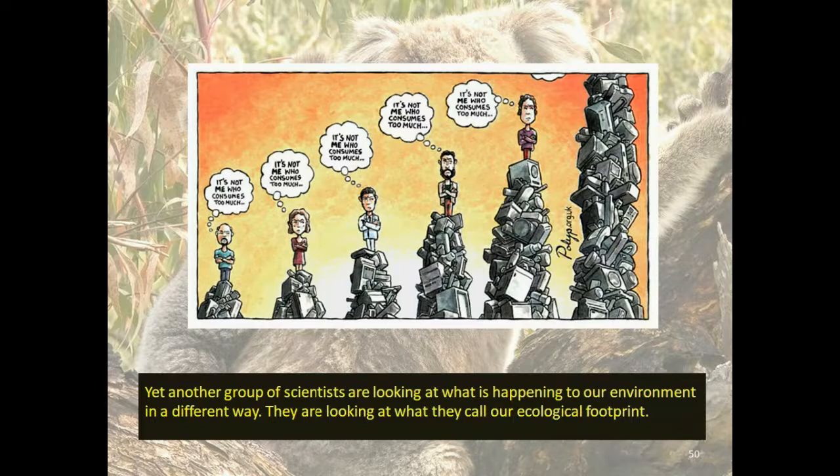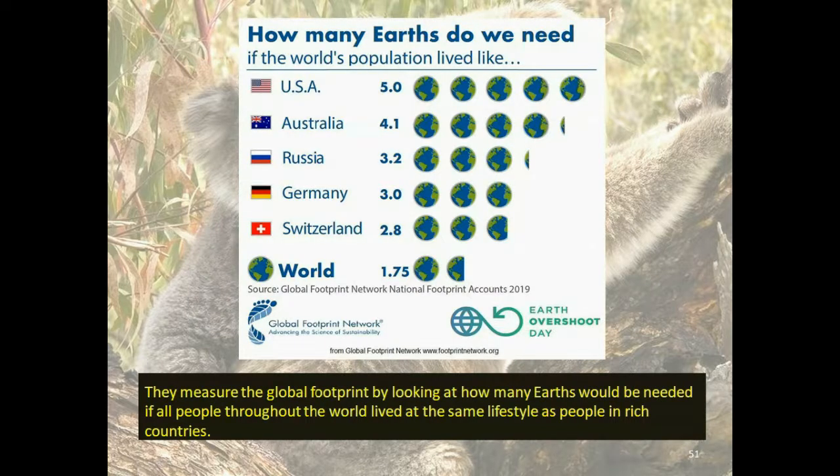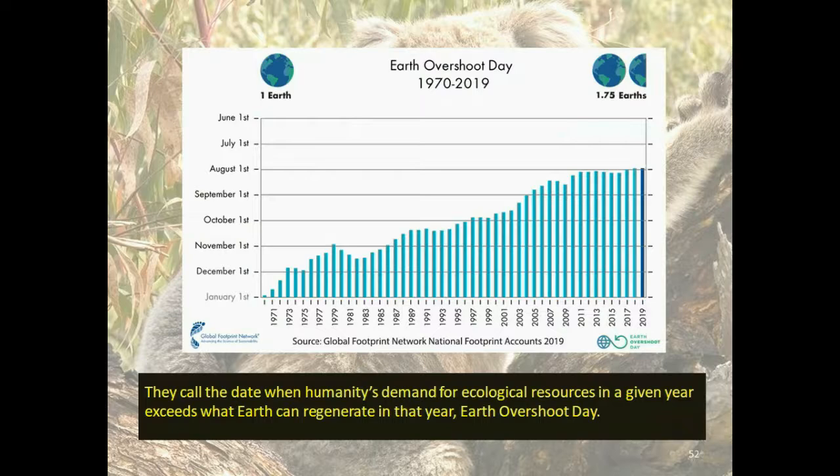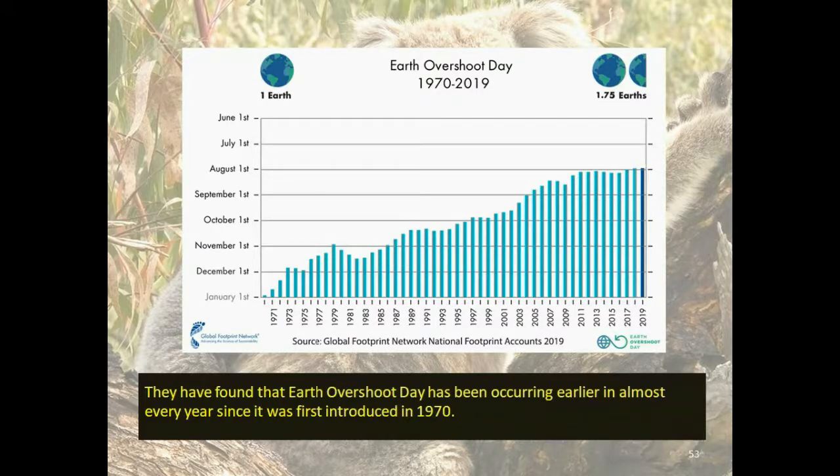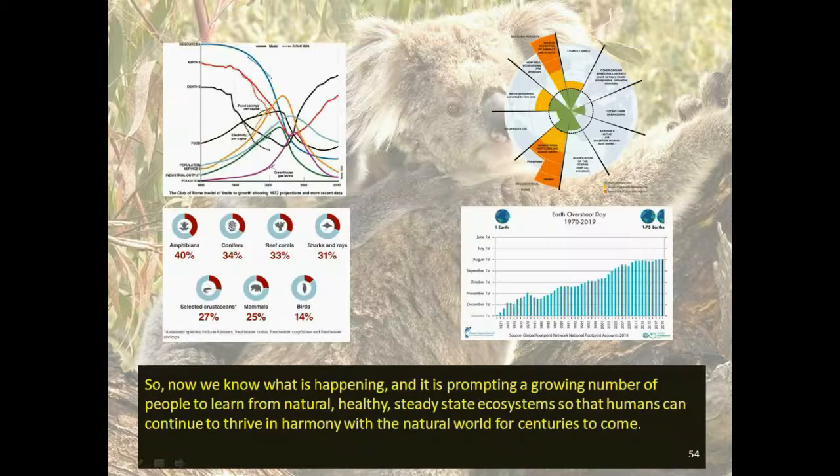Yet another group of scientists are looking at what is happening to our environment in a different way. They are looking at what they call our ecological footprint. They measure the global footprint by looking at how many Earths would be needed if all the people throughout the world lived at the same lifestyle as people in rich countries. They call the date when humanity's demand for ecological resources in a given year exceeds what Earth can regenerate in that year, Earth Overshoot Day. They have found that Earth Overshoot Day has been occurring earlier in almost every year since it was first introduced in 1970.